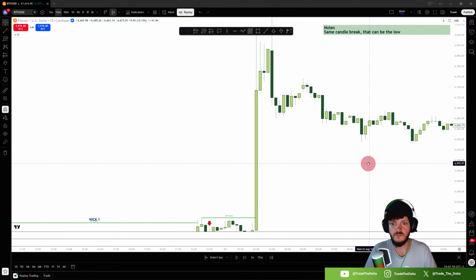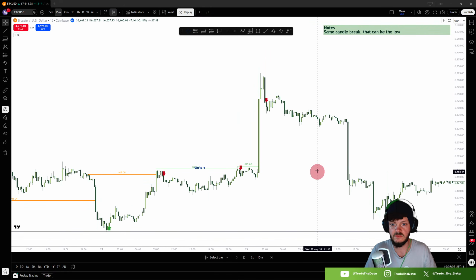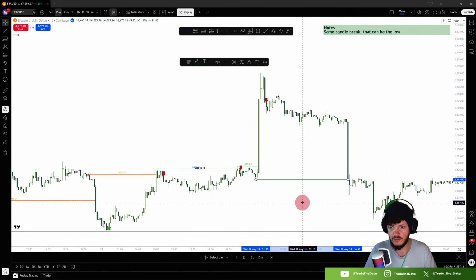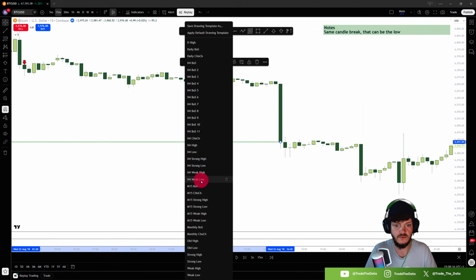Oh, huge push upwards. 2 down candles puts us there. I'm just going to zoom out to see which direction we go. We then come back. All good. I'm not going to dive into this too much. I think it does hit the body rather than the wick.